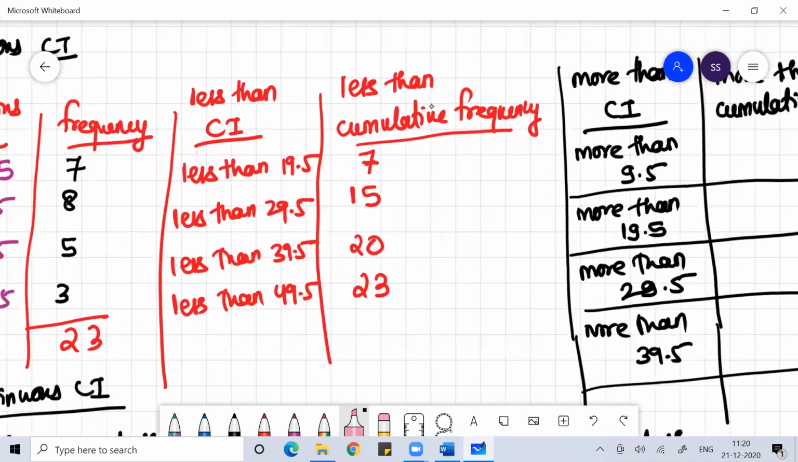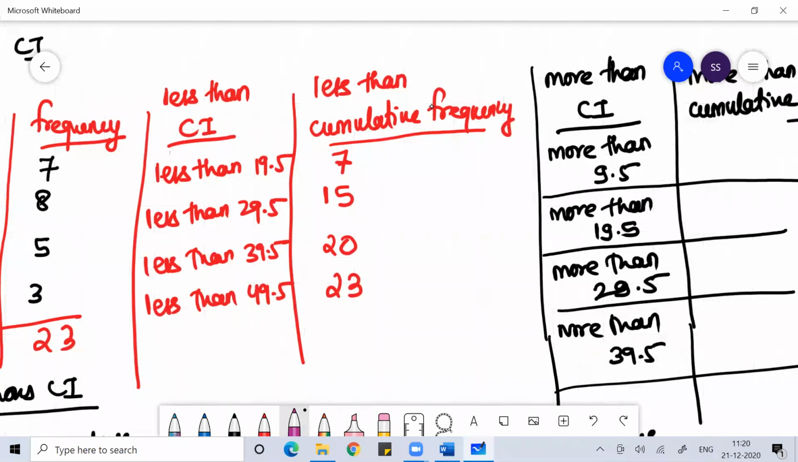If I have to write in the form of more than, how will we do it? We'll start from down. How many data are more than 39.5? 3. Okay. Then how many data are more than 29.5? 8 data. Start from down. Then how many data are more than 19.5? You have the last 3 data, so 16 data. Then how many data are more than 9.5? All the data. So that is 3. So the same data we wrote in the form of more than class interval with more than cumulative frequency.